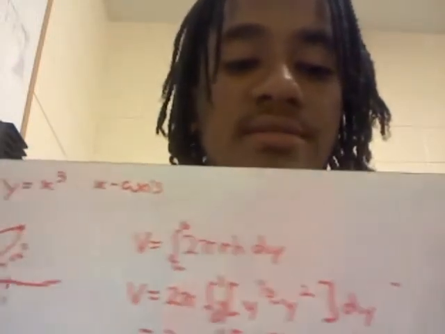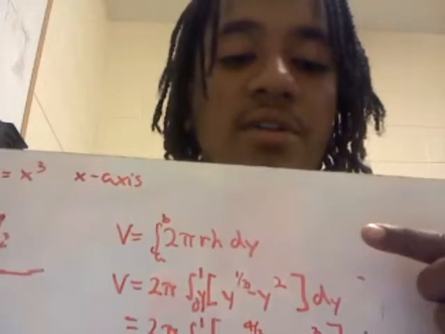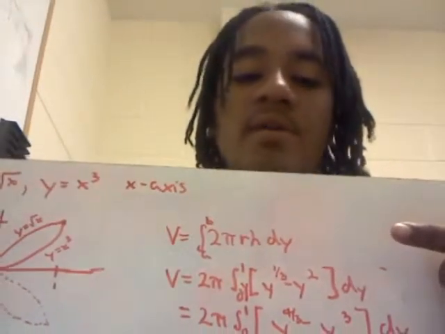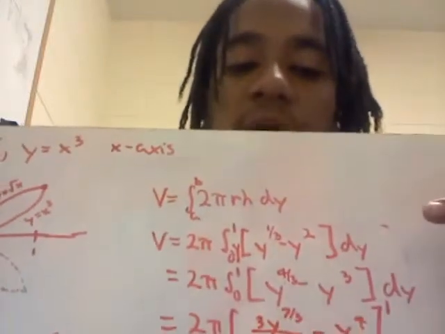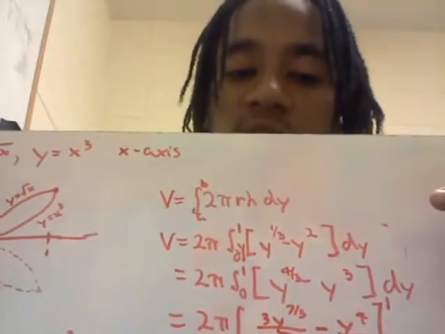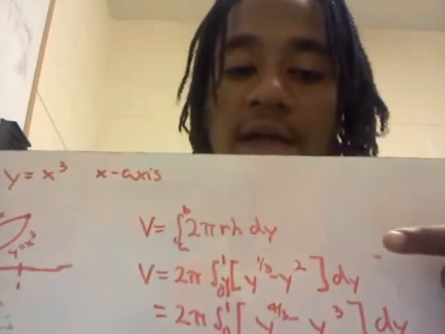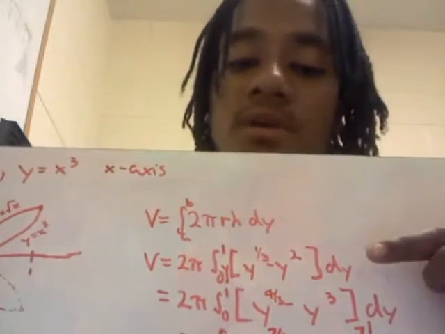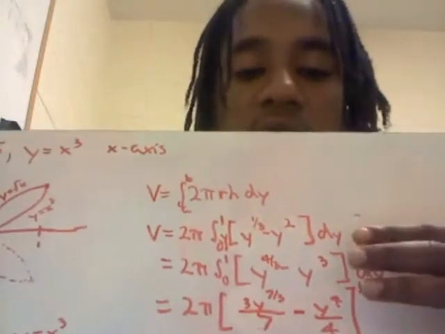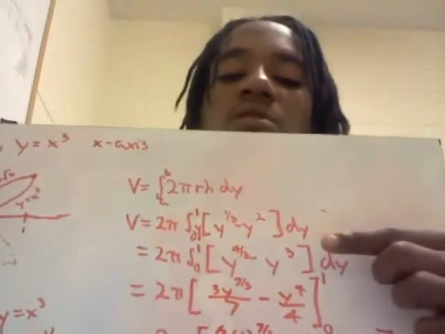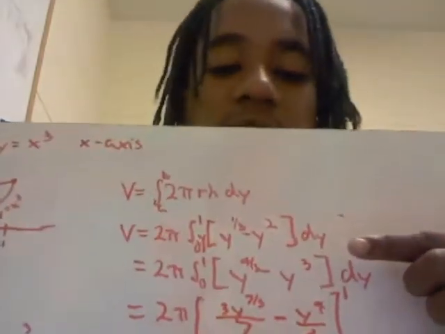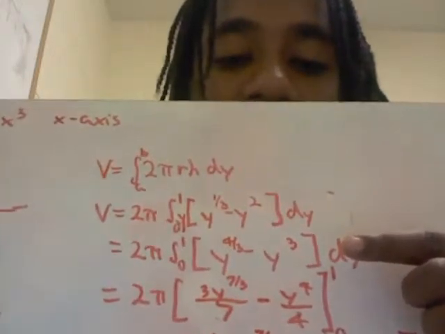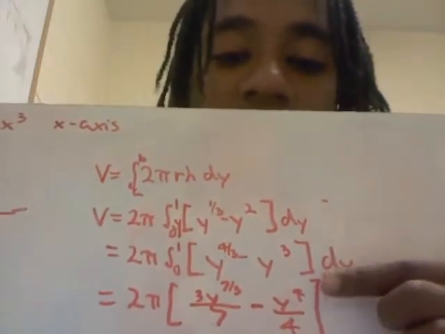First things, the volume equals the integral from a to b of 2 pi r h dy, which is saying that volume equals 2 pi times the integral from 0 to 1 of y times y to the 1/3 minus y squared dy. Then you distribute out the y, and it's going to be 2 pi, the integral from 0 to 1 of y to the 4/3 minus y cubed dy.